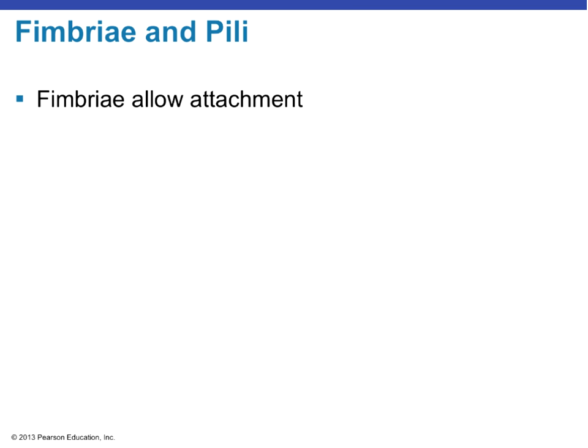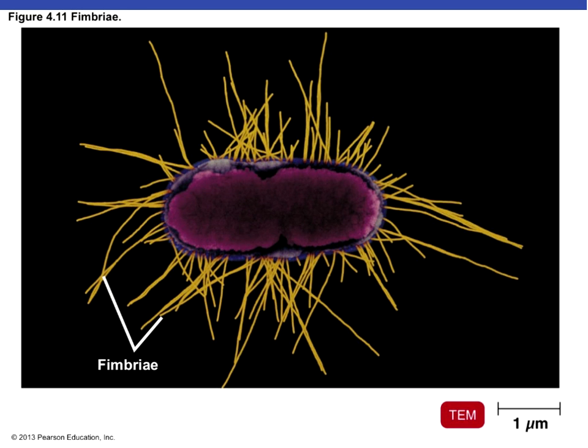Fimbriae, like the glycocalyx, may allow for attachment to either surfaces or other cells, or the bacteria cells, especially important in the formation of a biofilm. And here we have some fimbriae. They look more like sticks, whereas the flagella look more like hairs, so it looks more stick-ish in appearance. And it's much longer than what we'd see for the cilia that we see in eukaryotic cells.